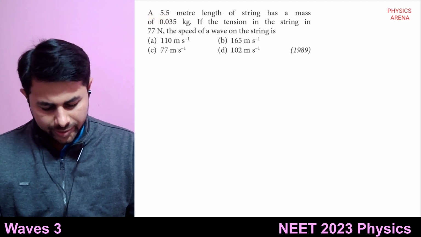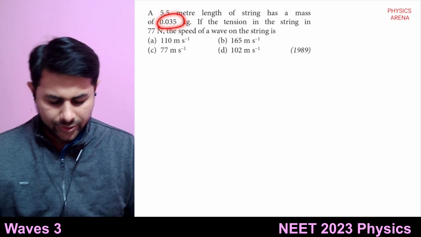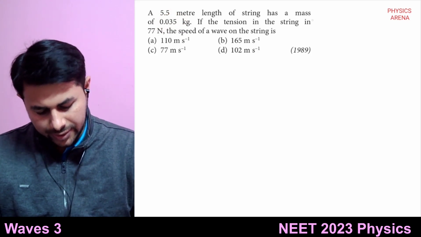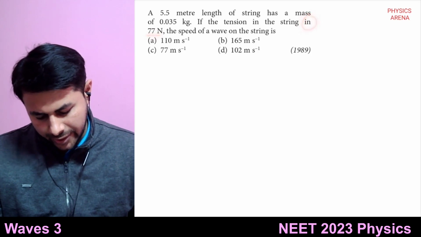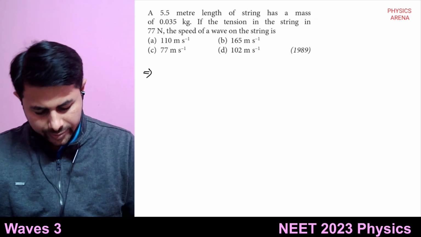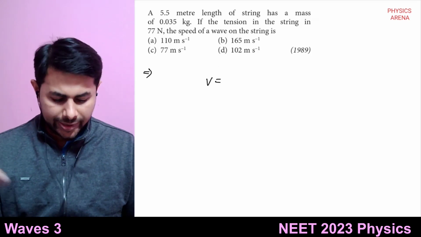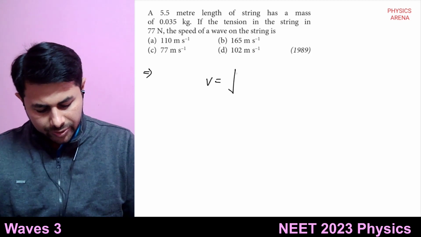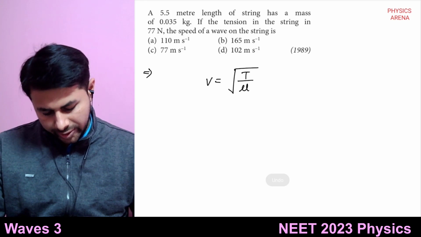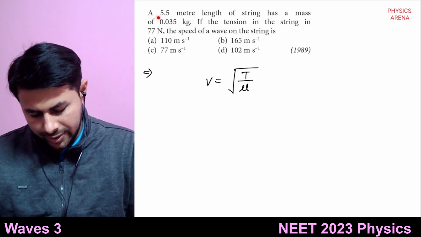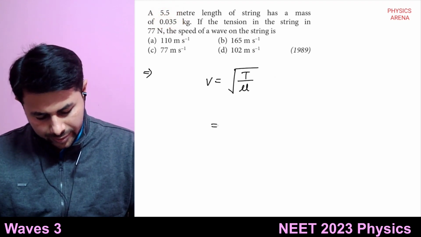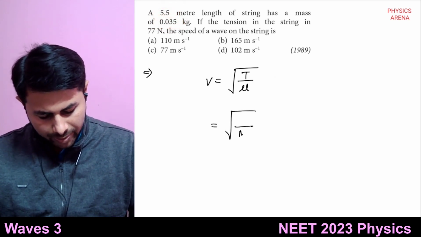A 5.5 meter length of string has a mass of 0.035 kg. If the tension in the string is 77 newtons, the speed of the wave on the string is. So we know the speed of a transverse wave on a string is equal to the square root of T upon mu. And what is mu? It is mass per unit length. So length is given, mass is given. That means we have to substitute mu equals m upon L.